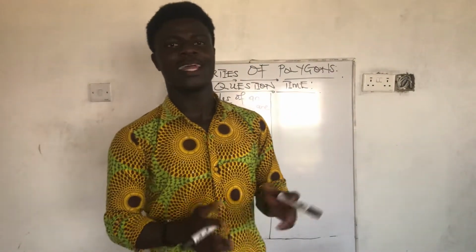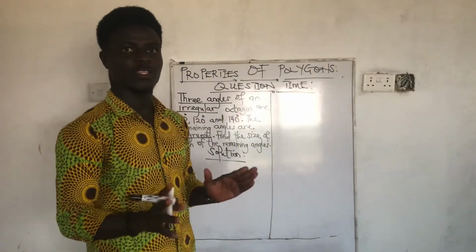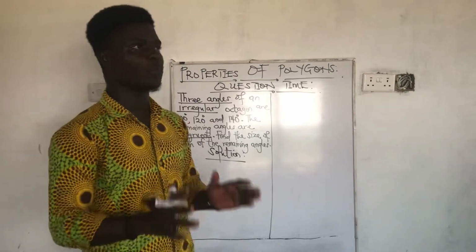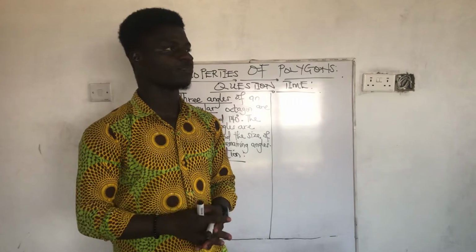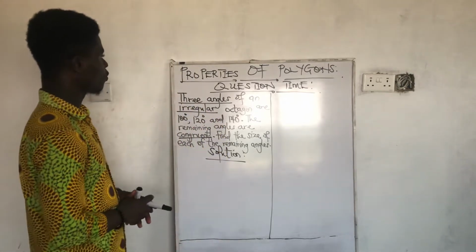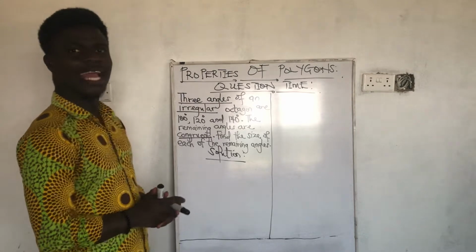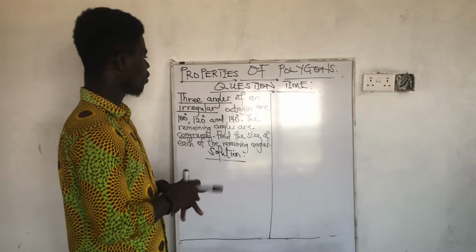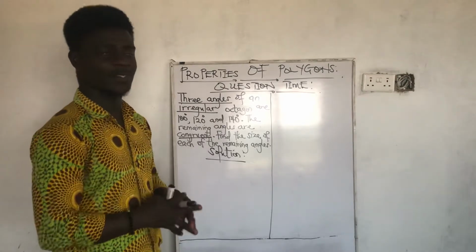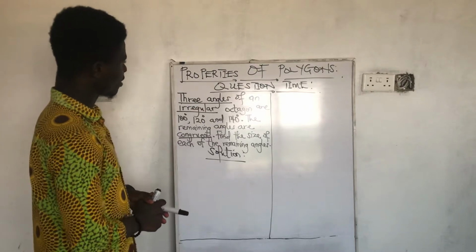Alright, this is my last video on the topic properties of polygons for JHS 3 students, those who are preparing for BECE this year. We are coming to an end of this topic, properties of polygons, and we are trying ourselves with questions. So now, we have a question on the board.